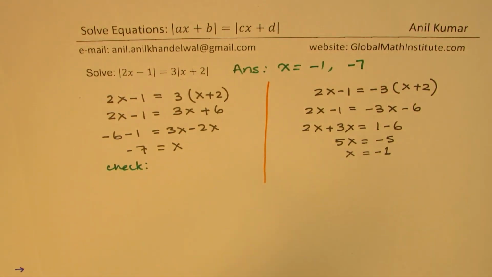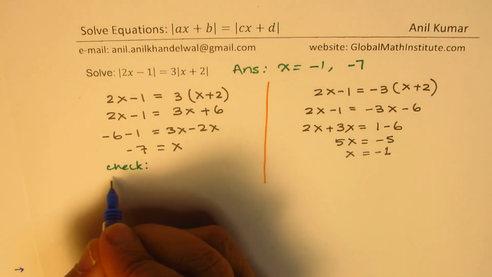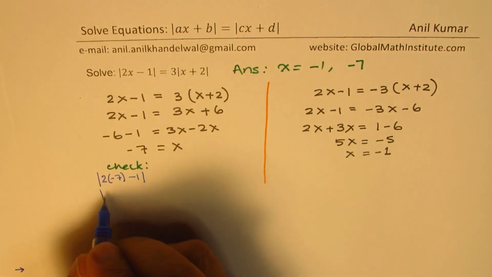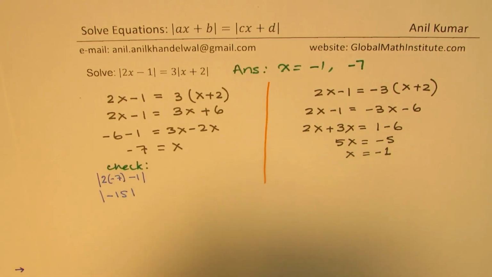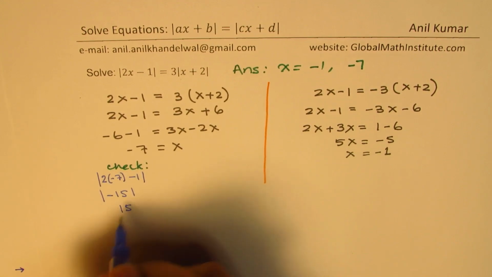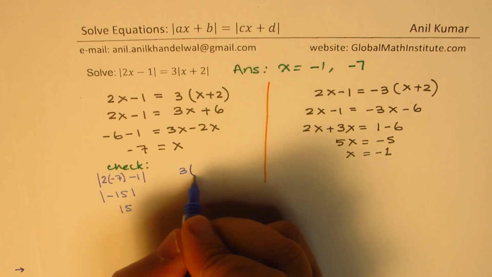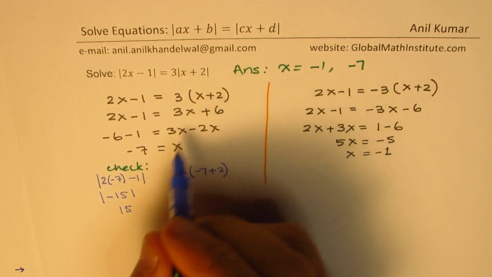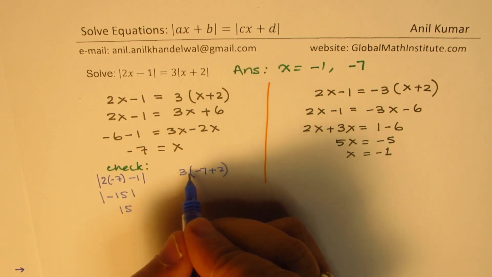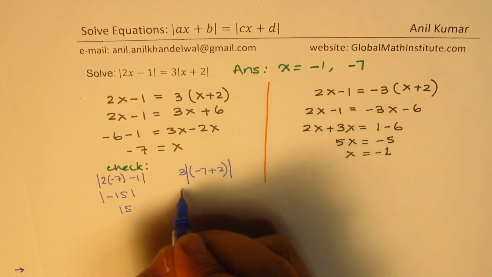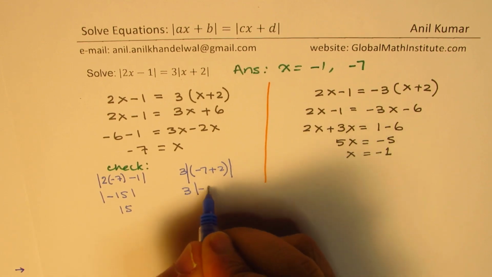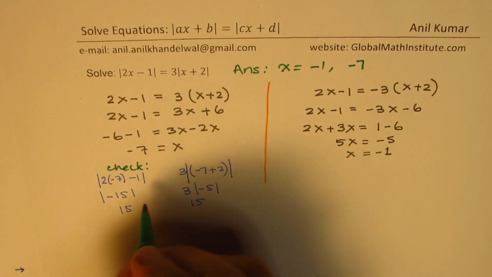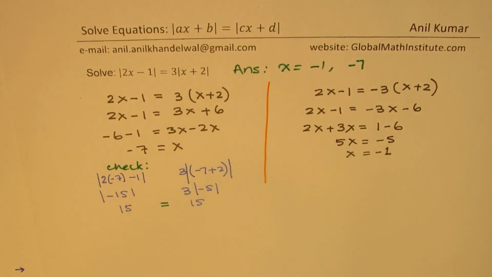So if I check for x equals minus 7, what I get here is absolute value of 2 times minus 7 minus 1, which is minus 15, and that is equal to plus 15. On the right side, we have 3 times absolute value of minus 7 plus 2. Right? So I should write absolute value, right? 3 times, like this, correct? So we get 3 times absolute value of minus 5, which is also 15. So as you can clearly see, both left side and right side are equal.